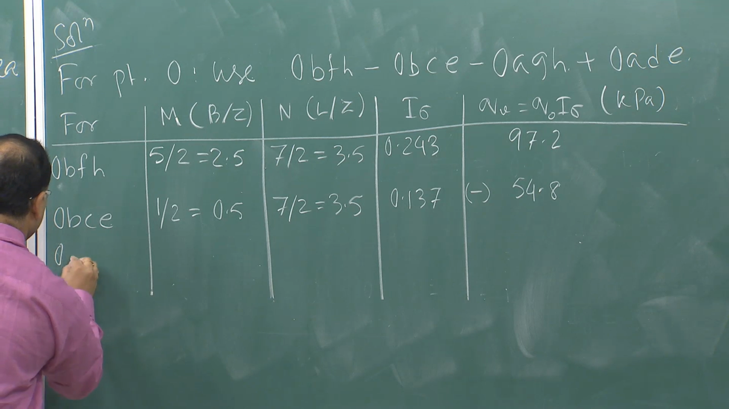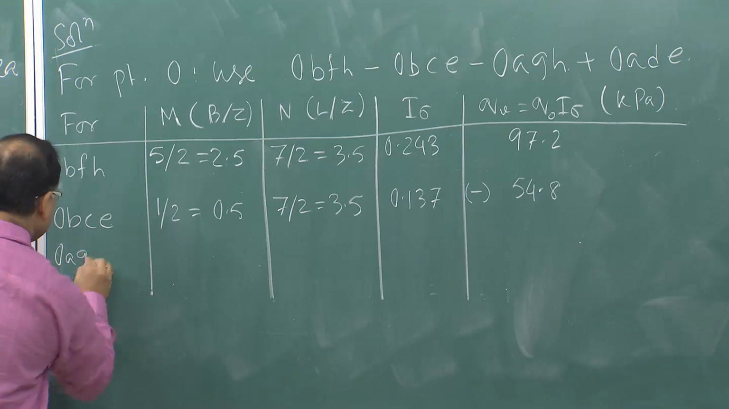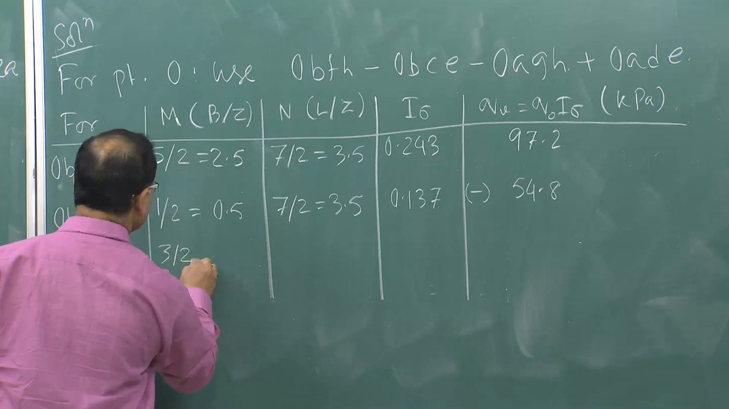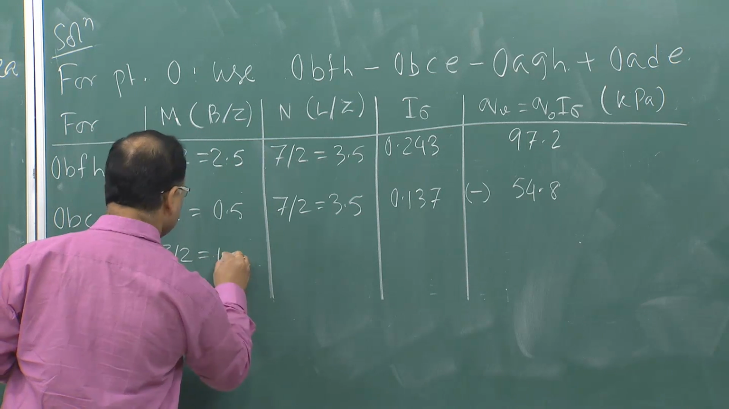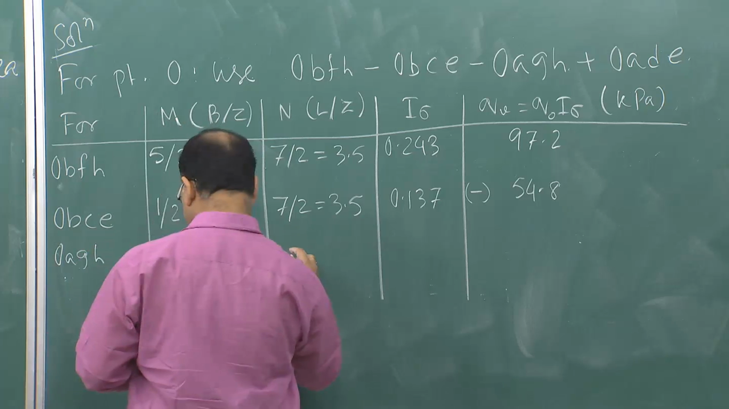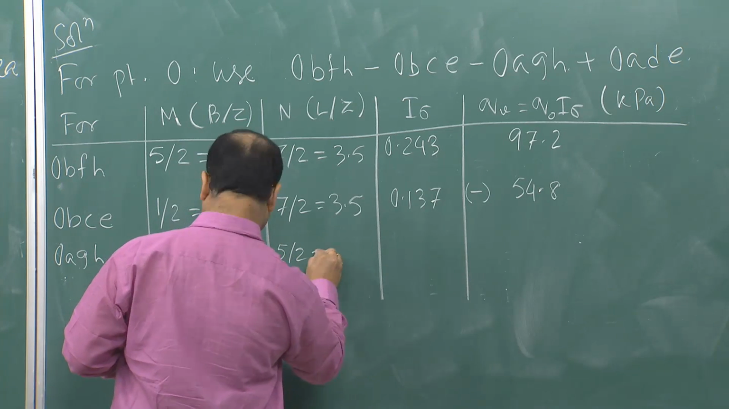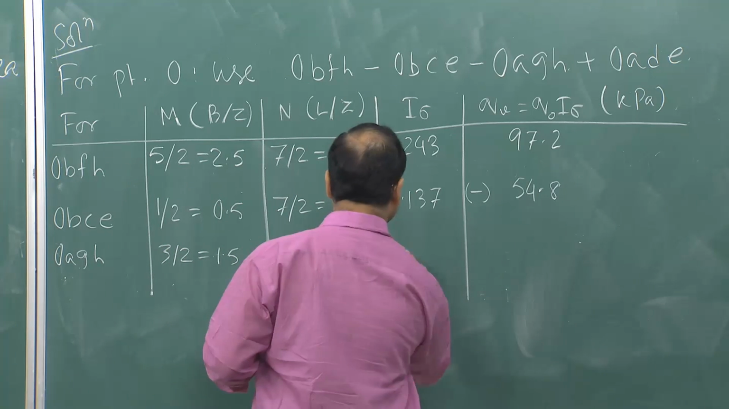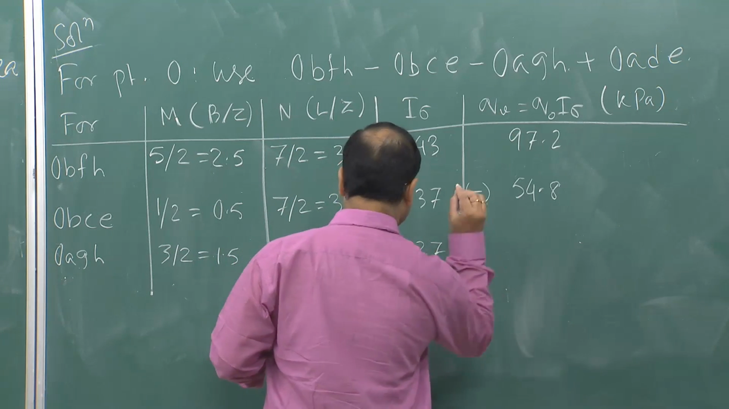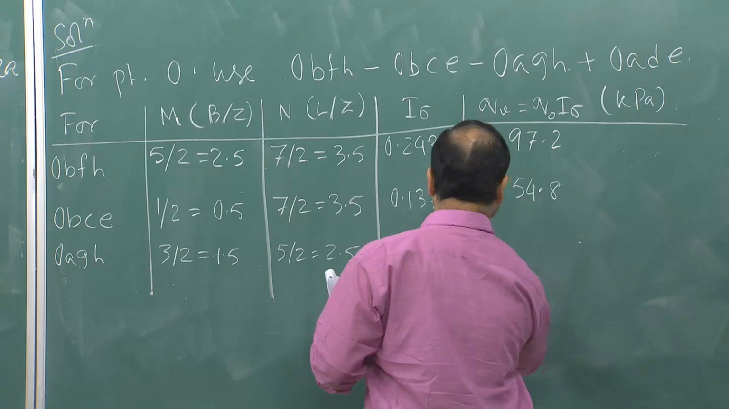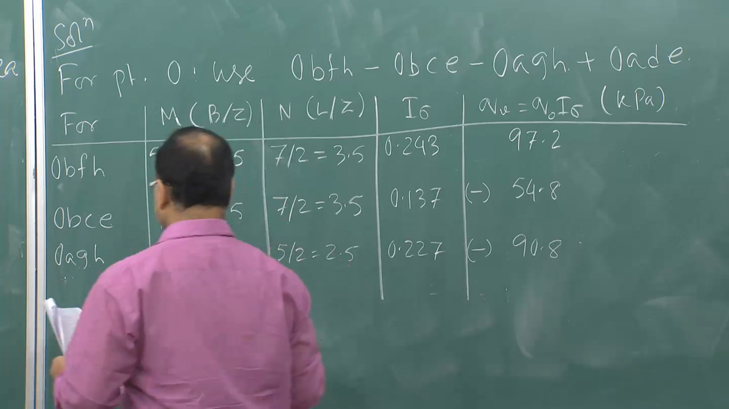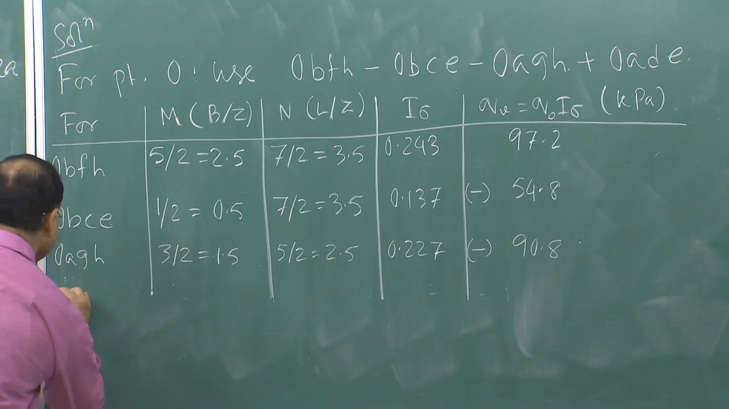Similarly OAGH, M will be 3 by 2, that is 1.5, and N will be 5 by 2, that is 2.5. Just check it from the figure with the same logic. This is also subtractive, 90.8.